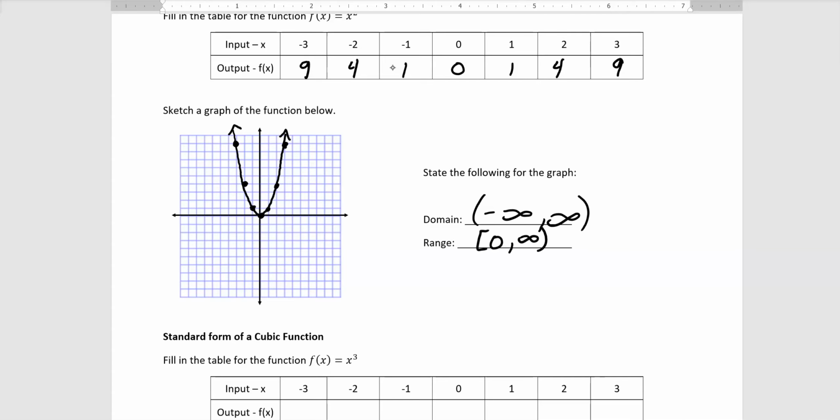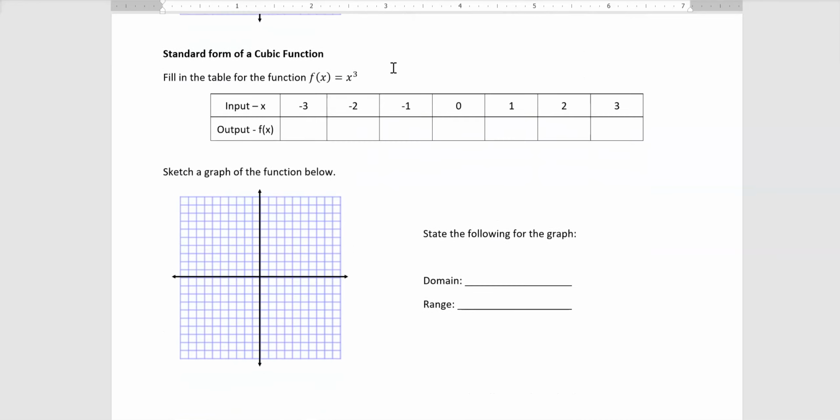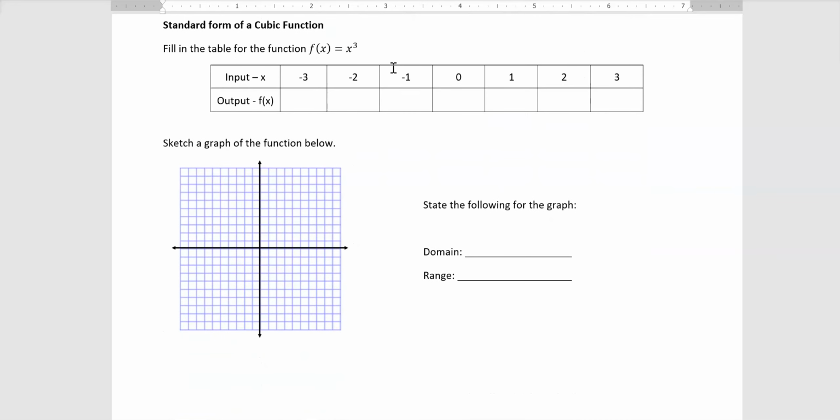All right. Let's talk about the standard form of a cubic function now. This is one we maybe aren't as familiar with. So if I plug in negative 3 to the third, I'd get negative 3 times negative 3 times negative 3. That would give me negative 27. Negative 2 times negative 2 times negative 2 is negative 8. Negative 1 times negative 1 times negative 1 is negative 1. 0 times 0 times 0 is 0. 1 times 1 times 1 is 1. 2 times 2 times 2 is 8. 3 times 3 times 3 is 27.